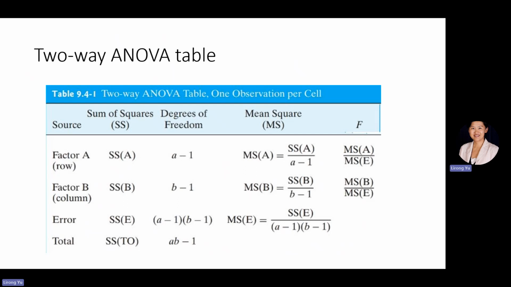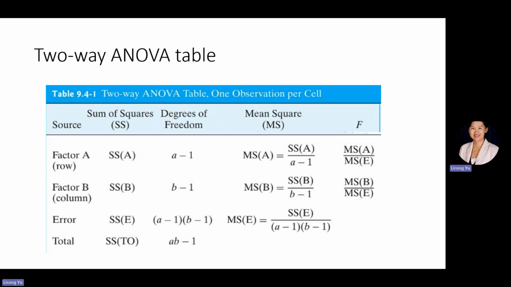So mean square A divided by mean square E, and then mean square B divided by mean square E. You have two different F values. Depending on those two F values, you can determine whether A has a significant impact or B has a significant impact. They're not simultaneous. Sometimes A has a significant impact, B does not. Sometimes B has a significant impact and A has not. That's why we have to have two separate F values, because we're running two separate hypothesis tests.